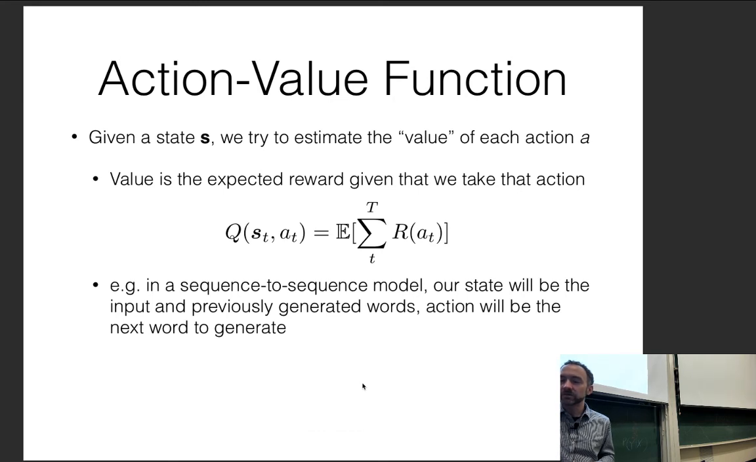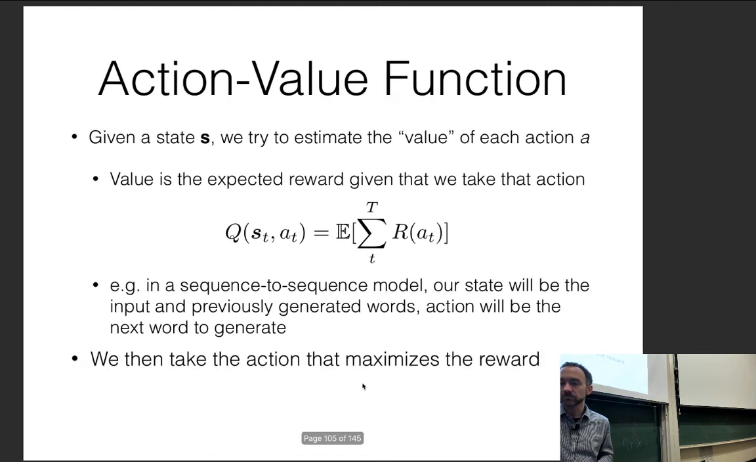For example, in a sequence model, the state could be the input and the previous generated words, and the action would be the next word to generate. And you would essentially try to predict the expected reward based on this. You then take the action that maximizes the reward, like this. Notably, this doesn't have to be a probabilistic model with respect to calculating this value function. You do have a probability in the expectation here, but this doesn't have to be a directly probabilistic model.